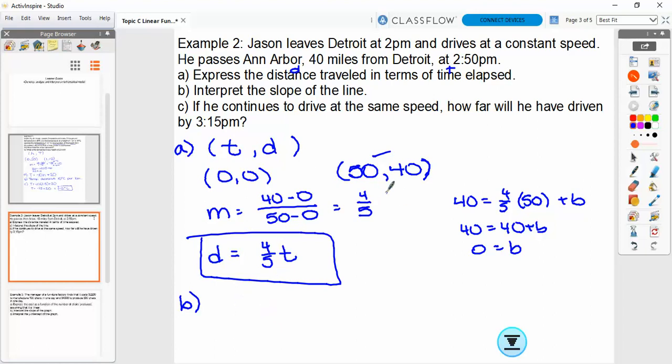Interpret the slope. When I have to interpret, I go back to this fraction. What is my 4? What variable? Yes, that's my miles, my distance. And what's my 5? Minutes. So it's a positive, so how would you write this?